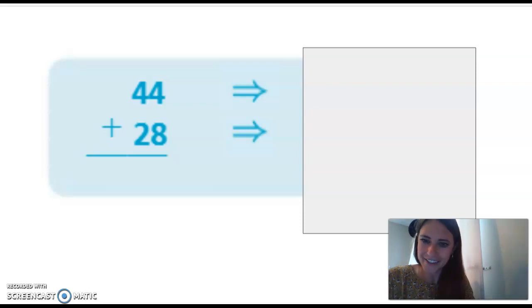Hi, second graders. So today we are talking about rounding, but not rounding to the nearest 10 like we did a while back. Today we're talking about rounding to the nearest 100.